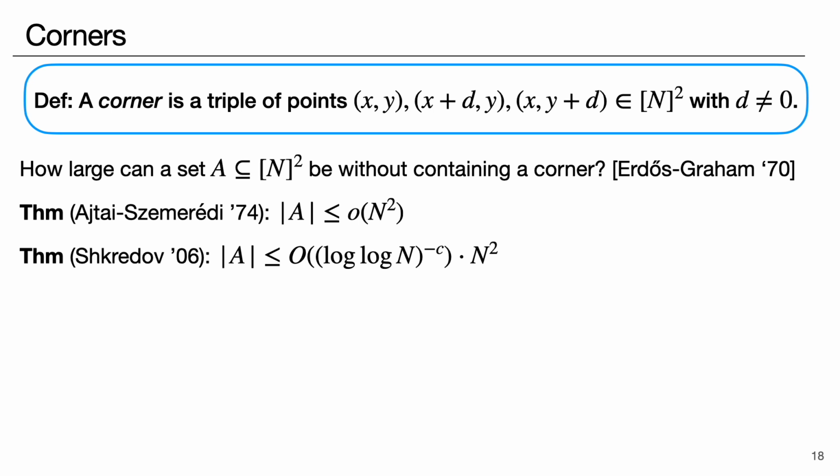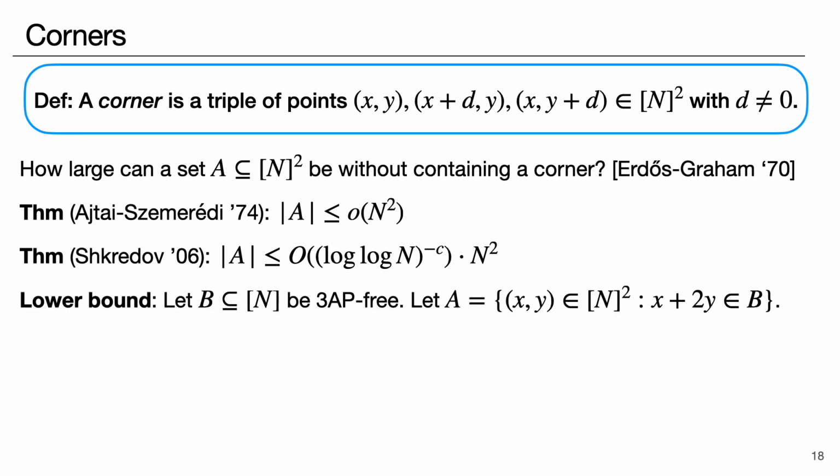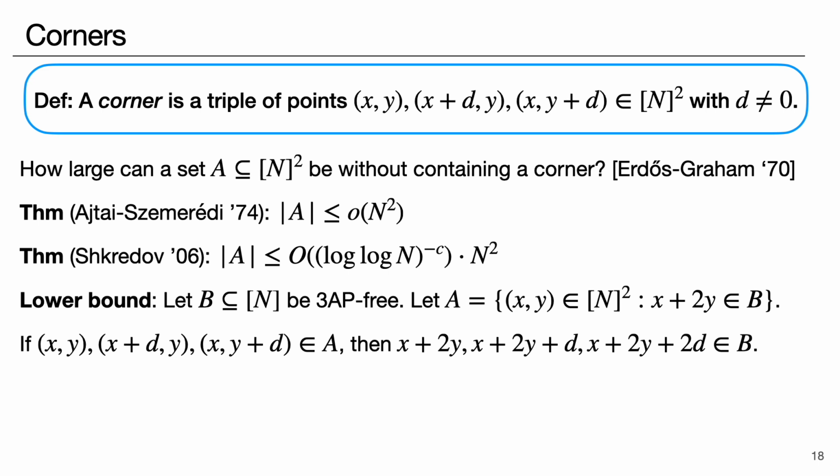On the lower bound side of things, it turns out that you can lift constructions from 3AP-free sets to make corner-free sets. I think for the sake of time, I'm going to go through this a bit briefly, but I would encourage you to pause the slide and look at this construction if you're interested.